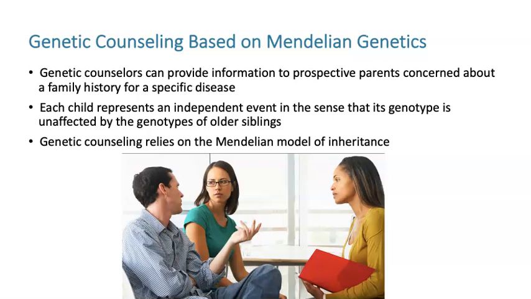Remember that every child that you may have represents an independent event. So just because you have a child that has a genetic disorder doesn't mean your next child is going to have the same genetic disorder. Those are independent events. So keep in mind that you're not always going to have children that have that if you've had one that has had a genetic disorder. And also remember that genetic counseling absolutely relies on an understanding of Mendelian inheritance.